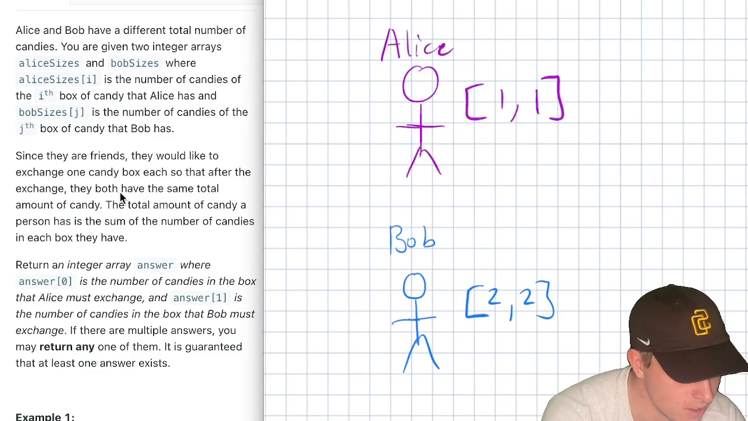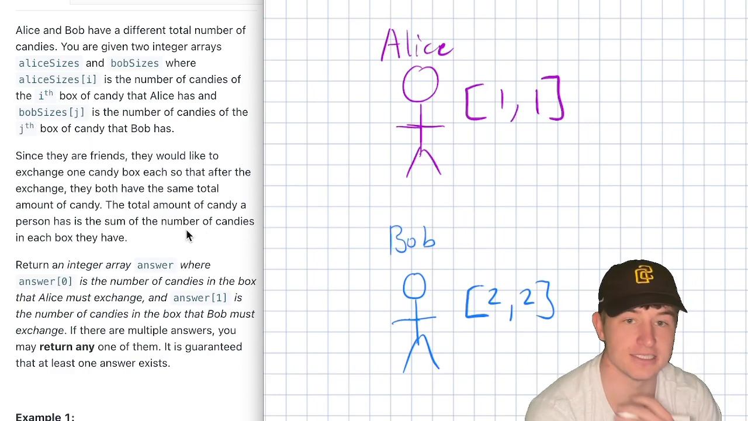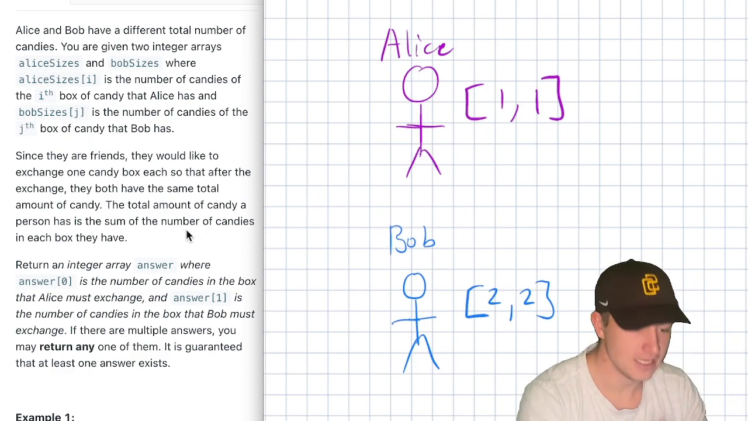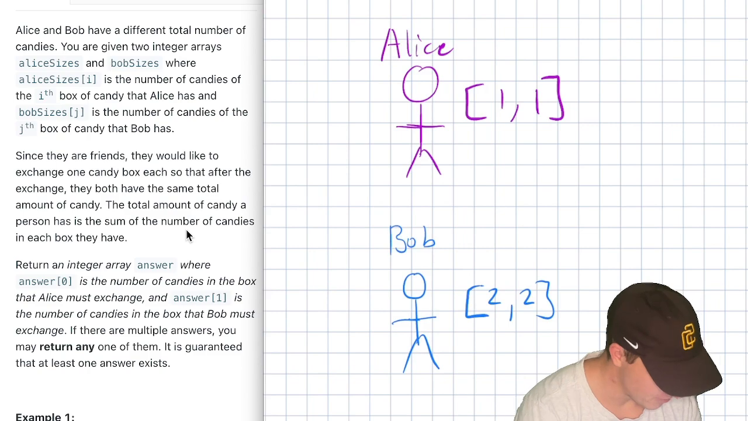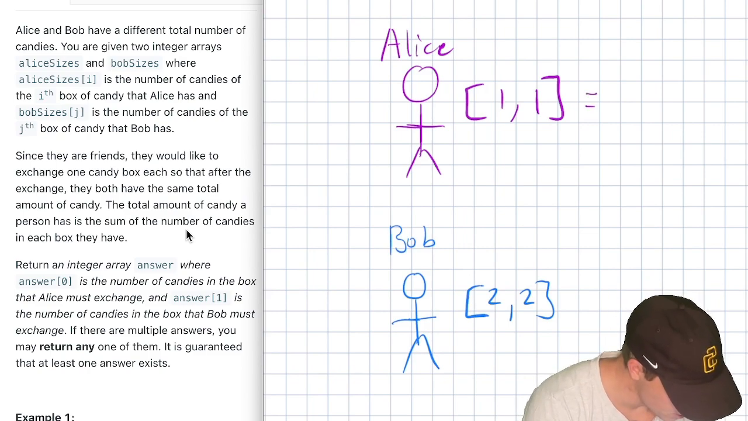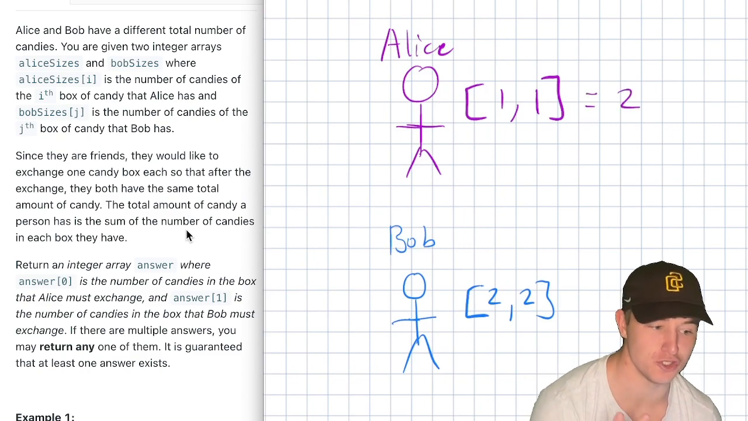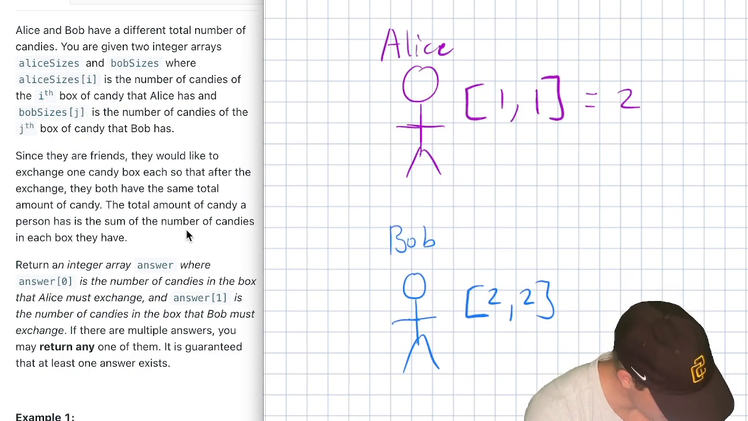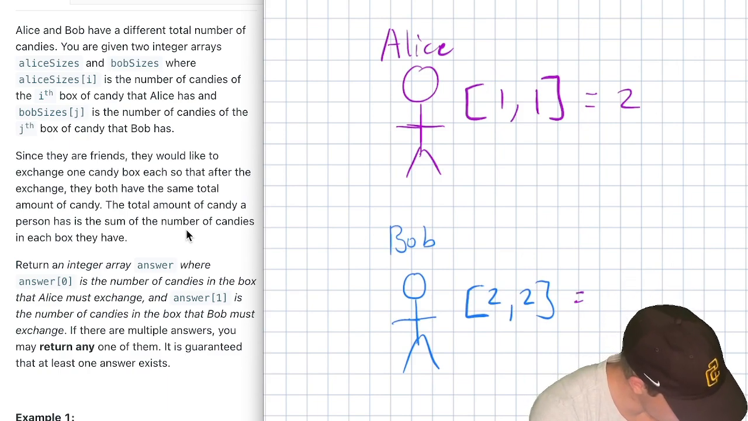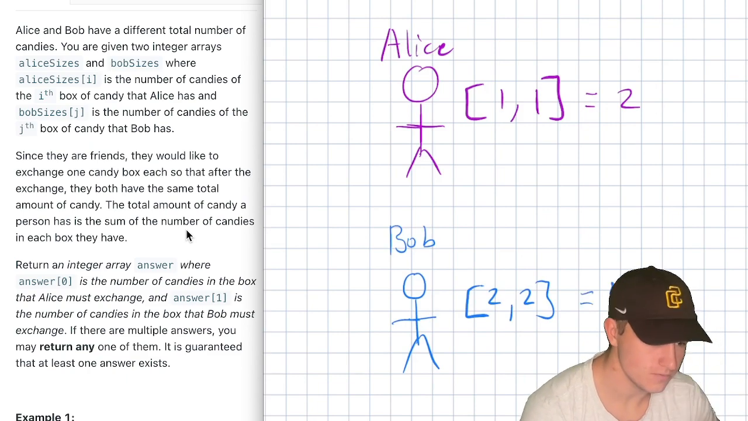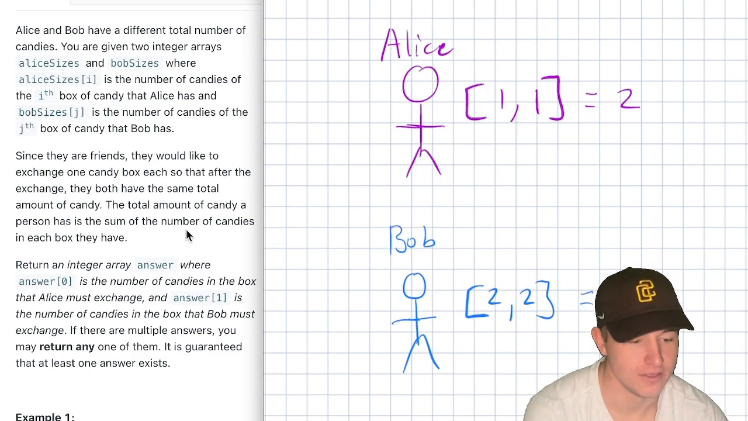The total amount of candy a person has is the sum of the number of candies in each box that they have. Okay, so if you look at all the boxes, add up all the candy, that's the total candy you have, right? So Alice, for example, has two candies, right? She has two boxes with one each. Bob has four candies, right? Because he has two boxes with two each, right? So that makes enough sense.